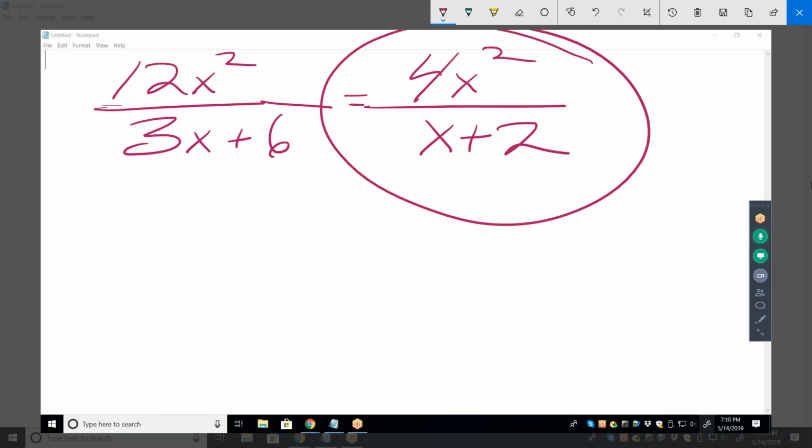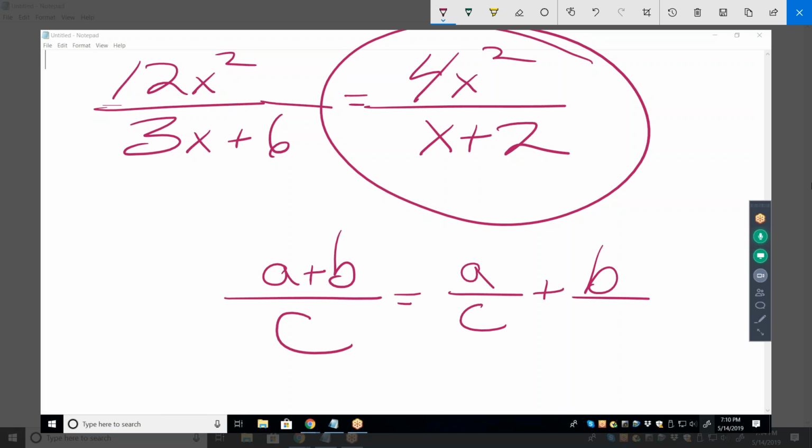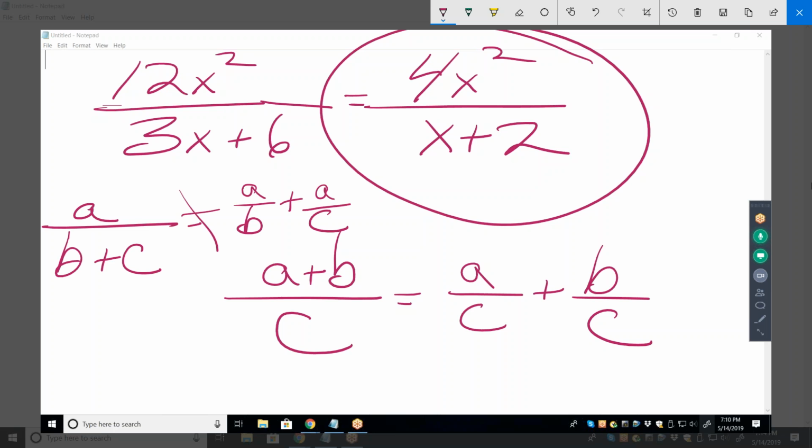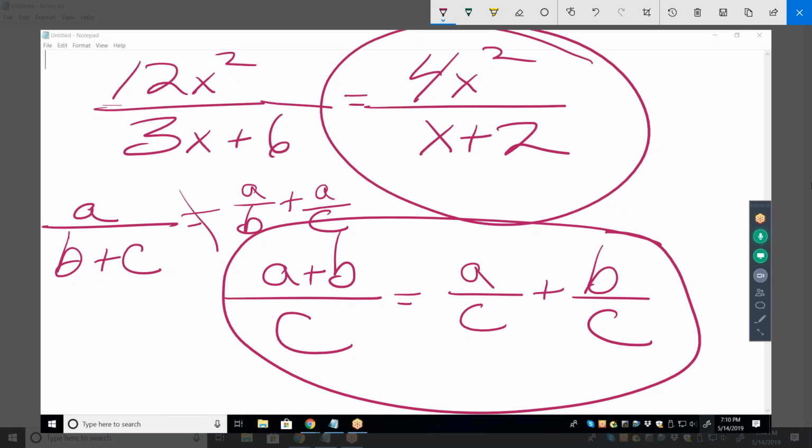Let me just make one statement. If you have a single entity in your denominator, then you can split it up into 2 fractions. But if you have 2 things in your denominator, you cannot split that up. That is not equal to a over b plus a over c. You can only split it into 2 fractions if you have a single thing in your denominator.